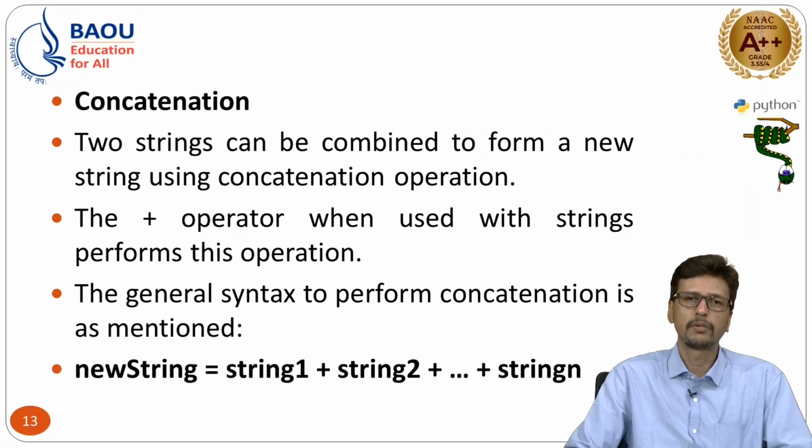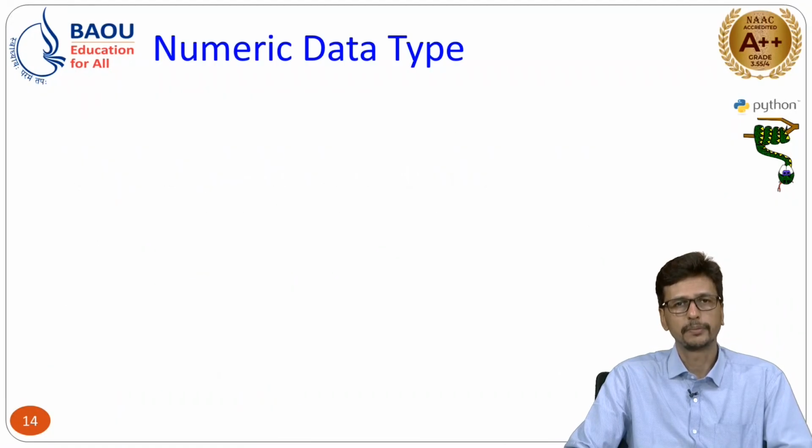The syntax is given here: new string, which is a kind of variable, and multiple values that you can assign here, string 1, string 2, and in between you can use the plus sign. So whenever you use the plus sign, multiple strings can be concatenated. So these operations can be performed here.